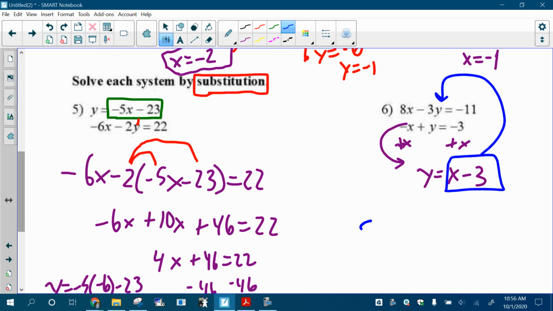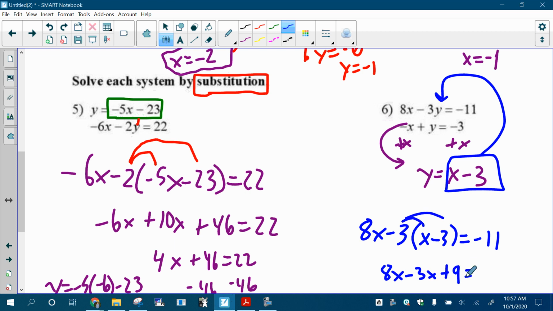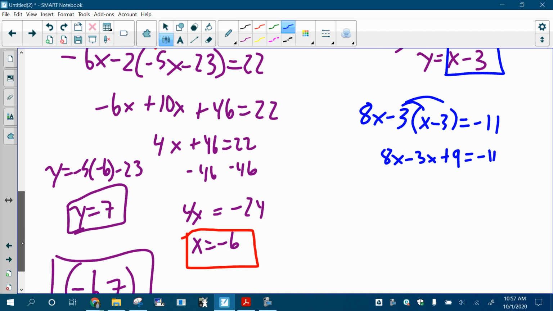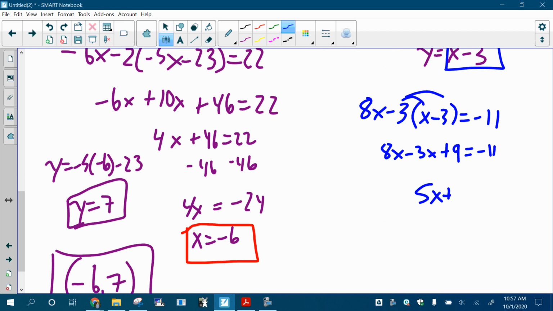Okay, let's do that together real quick. So I'm going to do 8x minus 3, not y. I'm going to stick x minus 3 in the place of y. And I'm going to solve this equation. 8x minus 3x, distribute that, plus 9 equals negative 11. Combine like terms. Subtract 9, trying to get the x by itself here. Divide both sides by 5, and I get x is negative 4.